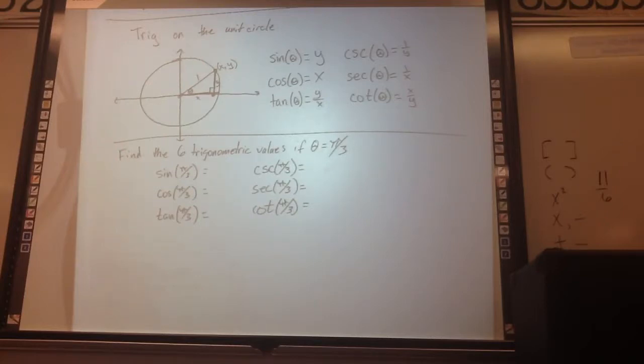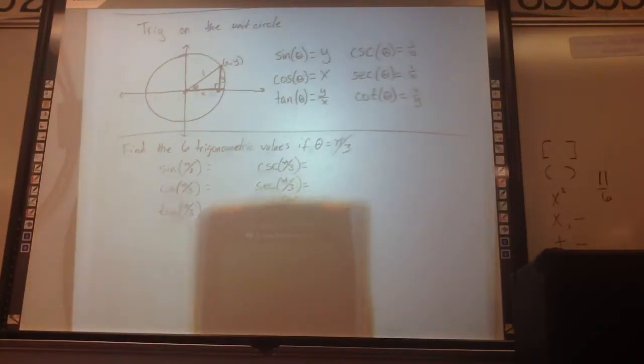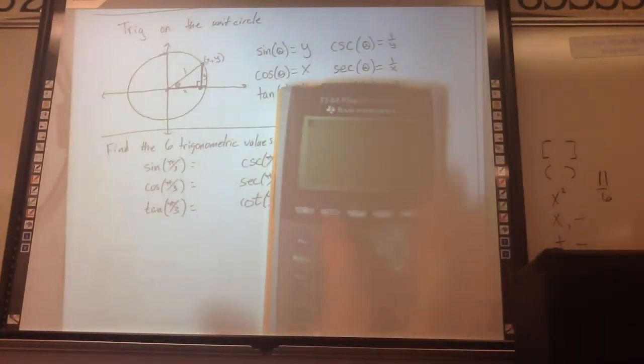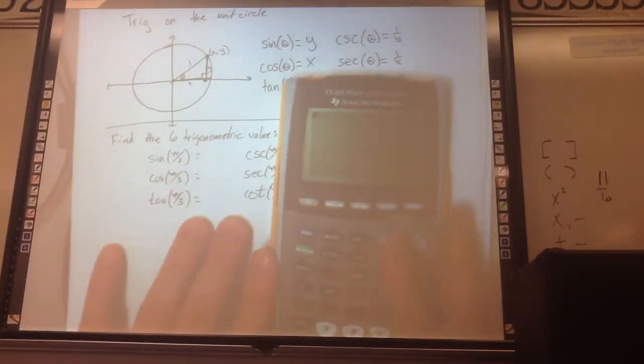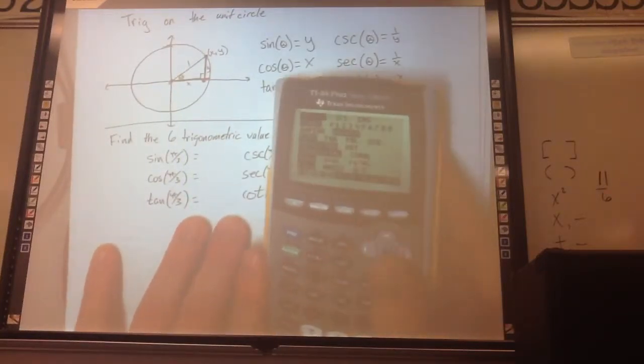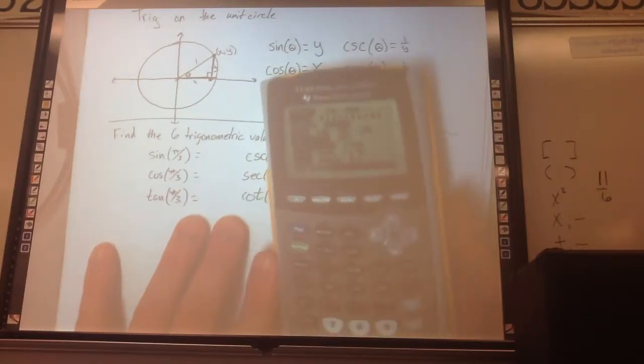So instead of theta, it's pi. If you do it on your calculator, you have to make sure you're in radians. So we need to learn how to switch our calculator. It's in mode. Right now mine's in degrees. I'll just highlight radians and hit enter.